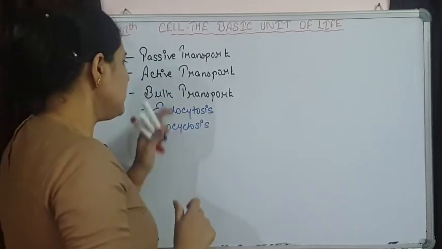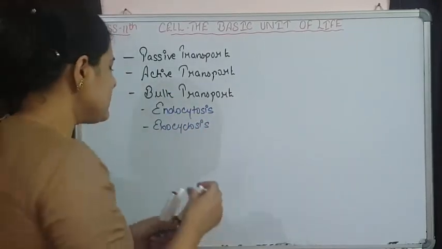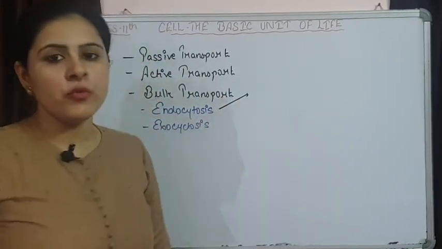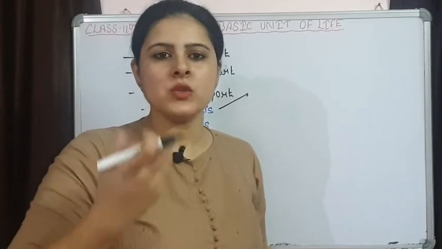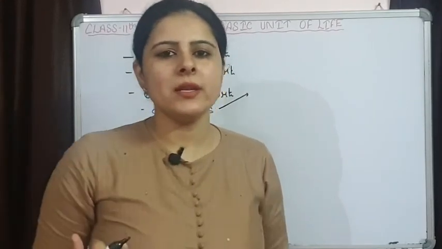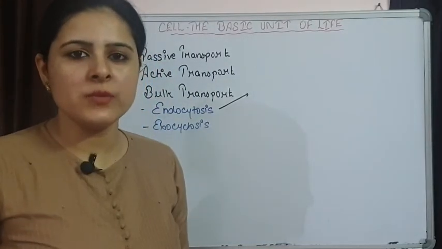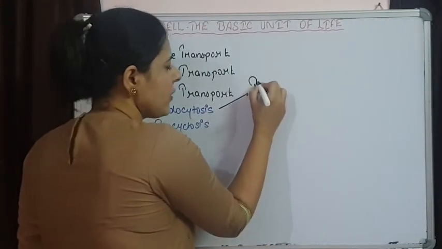Now for this inward and outward movement, let's talk about endocytosis first. In endocytosis there can be movement of solute particles, or you can say solid substance is going to enter inside the cell. So entering of bulk of solid substance inside the cell is known as phagocytosis.